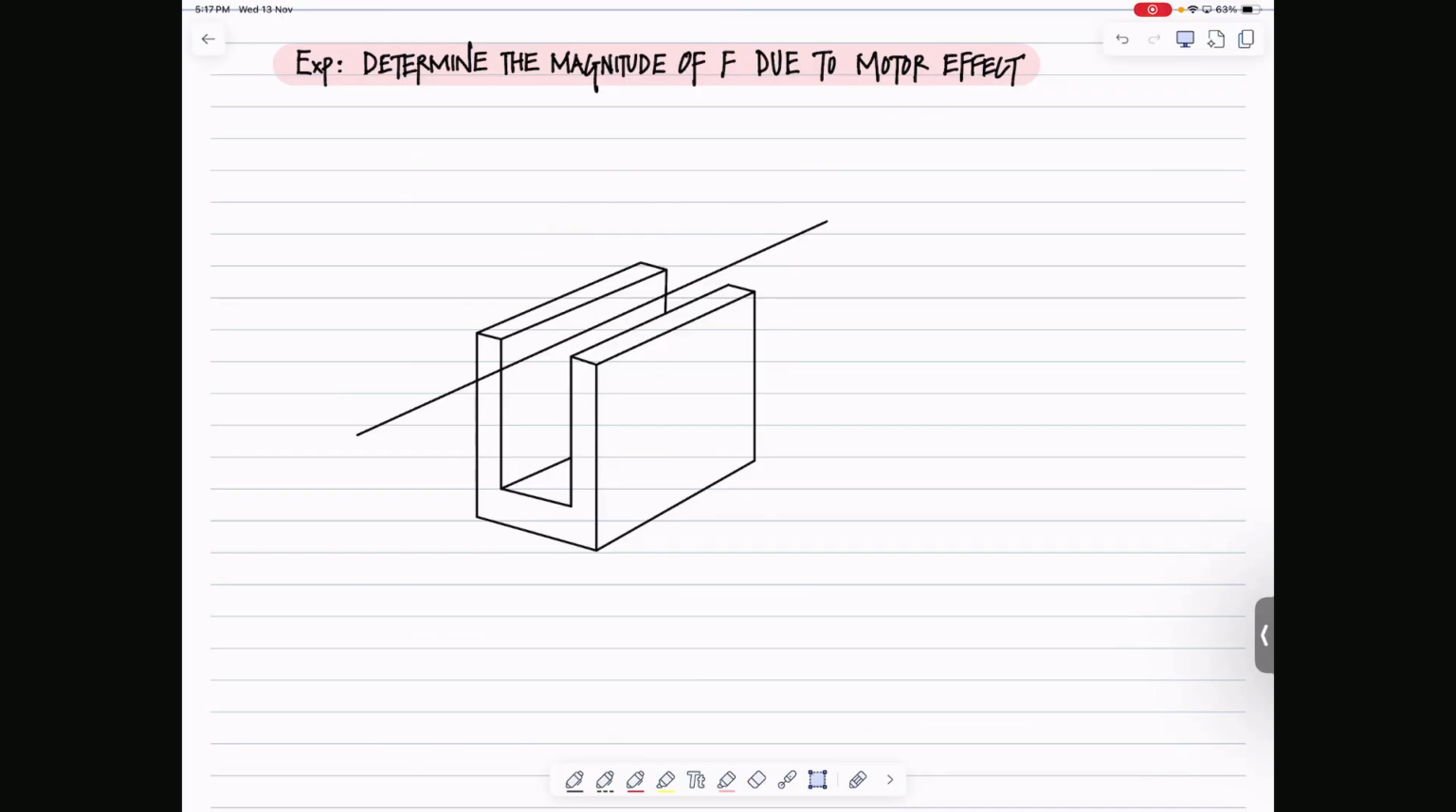So tell me, a paper 5 question comes that you want to find the force exerted on this conductor. How do you do so? How do you find it?